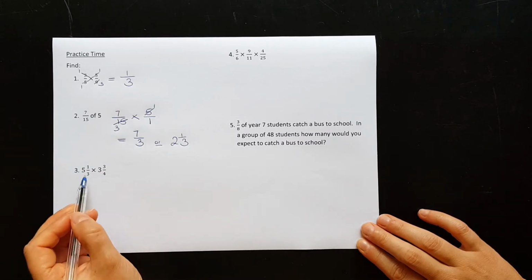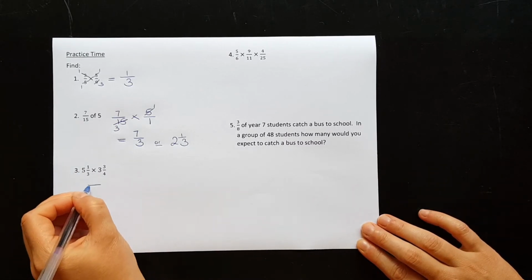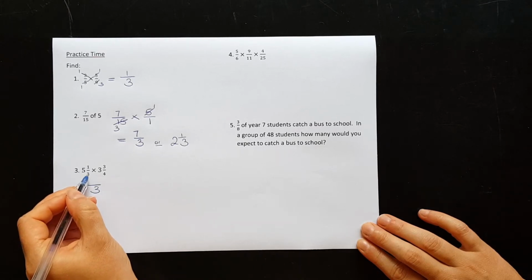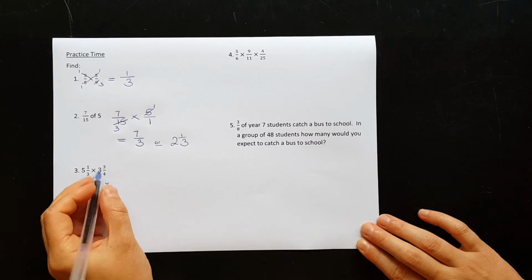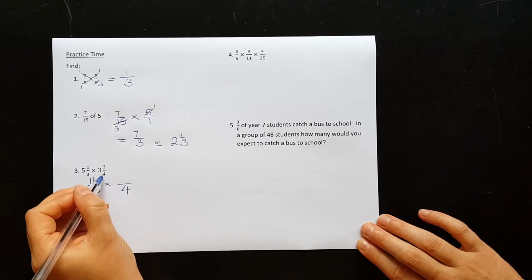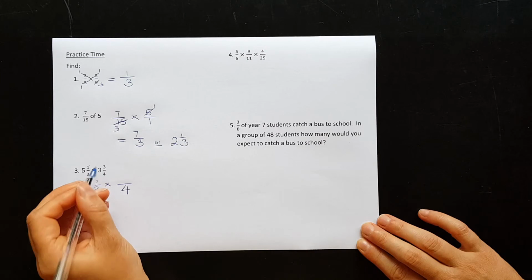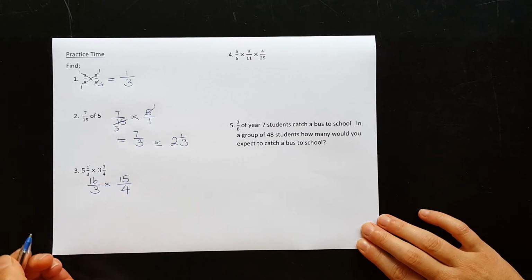Question 3, we have mixed numerals. Let's change them into improper fractions. 3 is the denominator. 3 times 5 is 15, plus 1 is 16. Times by 4 is the denominator. 4 3s are 12, plus 3 is 15.